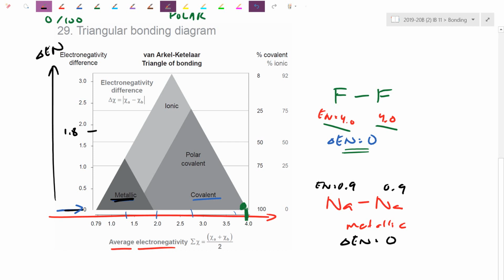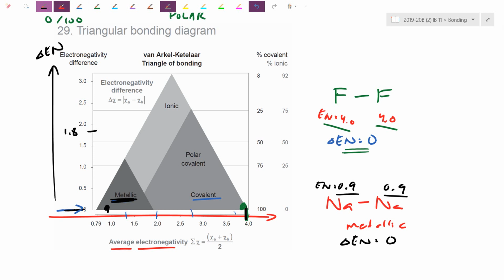So one way of plotting it is you can actually plot the absolute electronegativities. The absolute electronegativity is 0.9. I'm nowhere close to the 4. That's the average, right? One plus the other divided by 2. I'm at an average of about 0.9. If I have a difference of 0, that puts me instead in the metallic region.